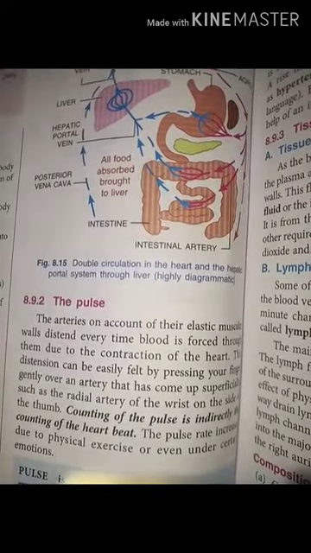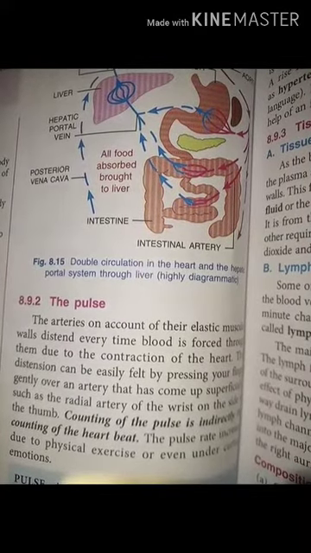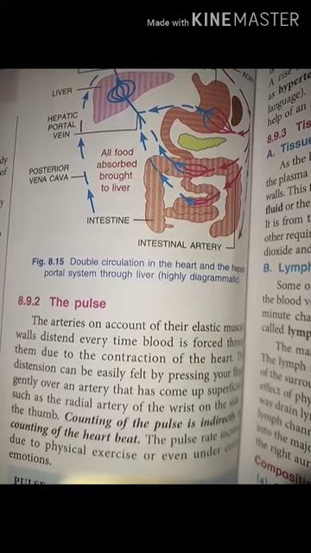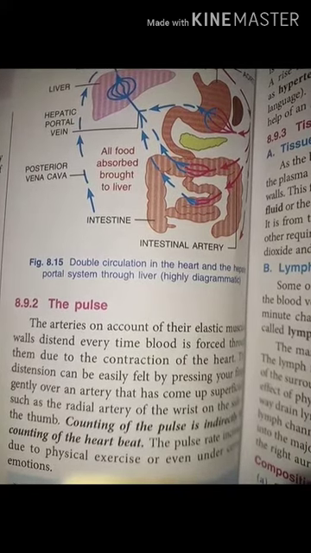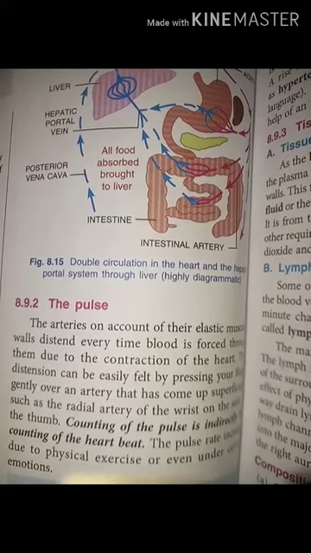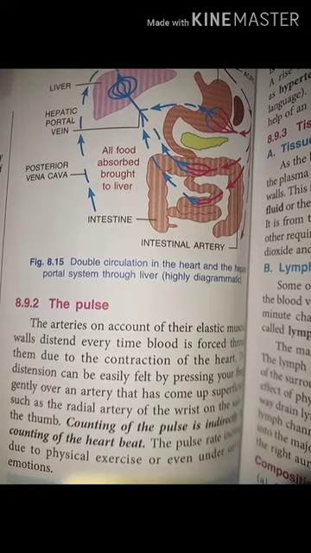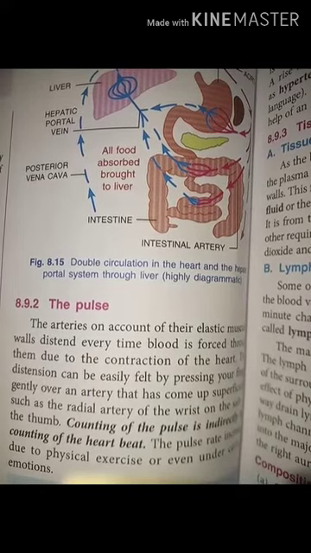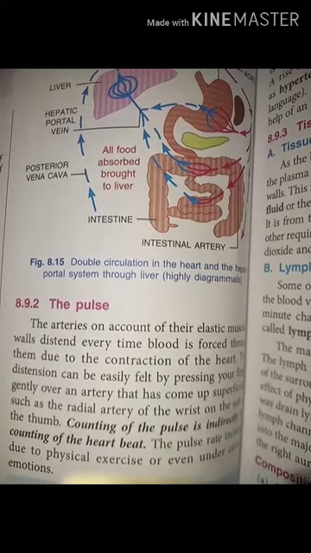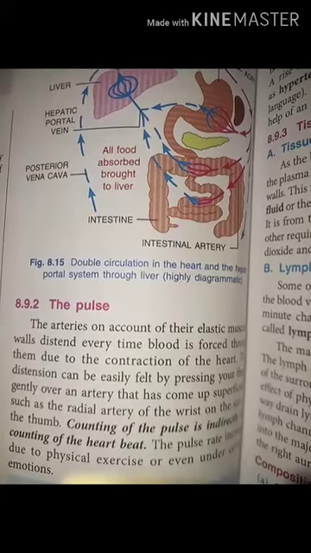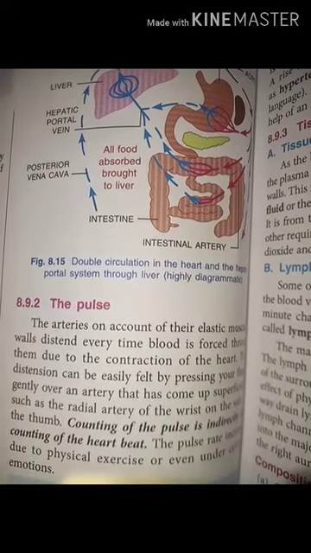If we gently press our thumb on the wrist, we will feel some rhythmic contraction. That rhythmic contraction is due to the alternate contraction and relaxation of the ventricles, because ventricles are the chambers that pump blood to the body parts.